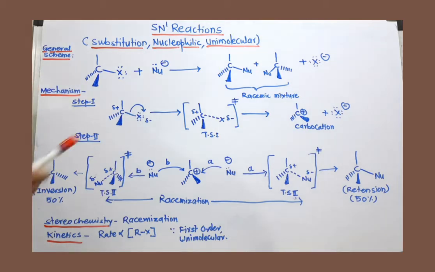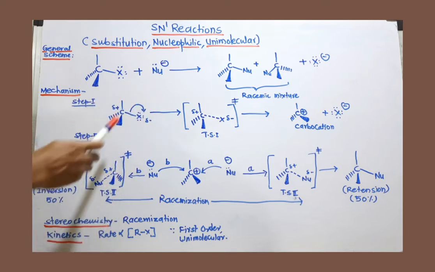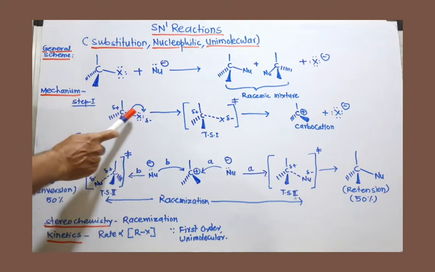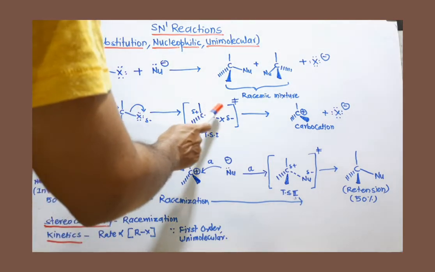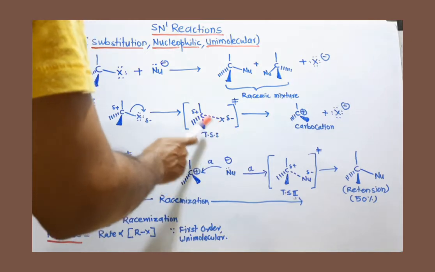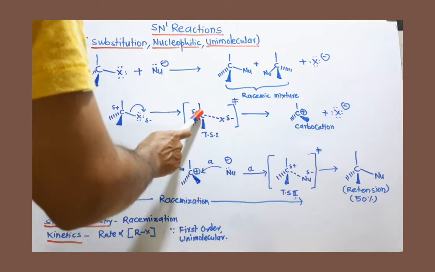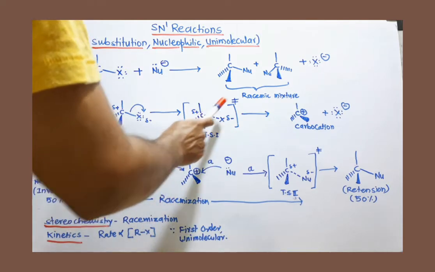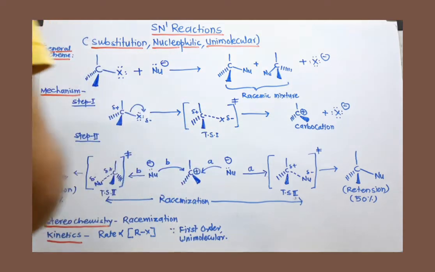Now see the mechanism. This is a two-step reaction. In the first step, ionization takes place after heterolysis. That means heterolysis of the C-X bond. This bond is going to break. And this breaking process is shown by using a dotted line in the transition state. So the partial positive charge will develop here over X and partial negative charge on the carbon, and this sign indicates maximum potential energy. So this is transition state first.